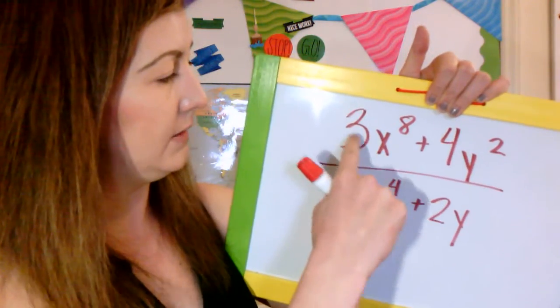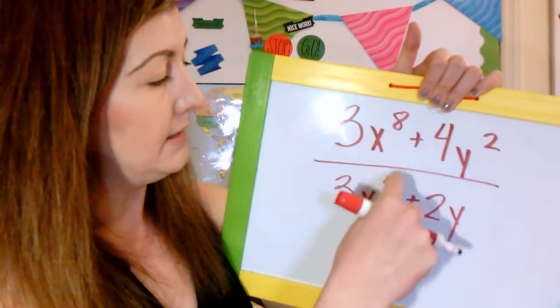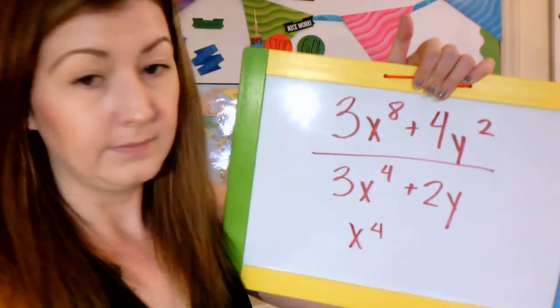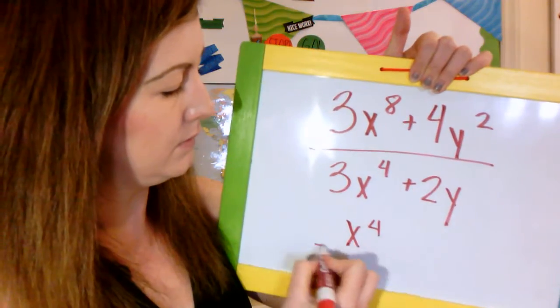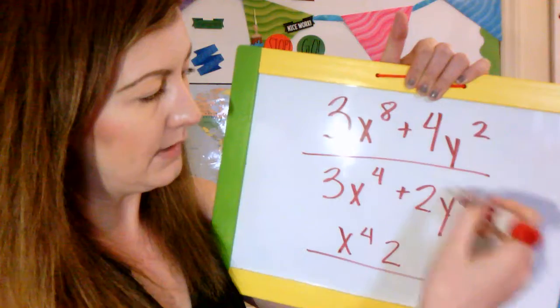Your answer would be 3 divided by 3 is just 1. X to the 8th minus x to the 4th is 4. Right? 8 minus 4 is 4. And then 4 divided by 2 is 2. And 2 minus 1 is 1.